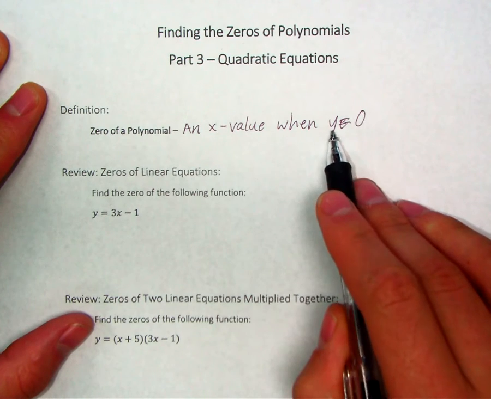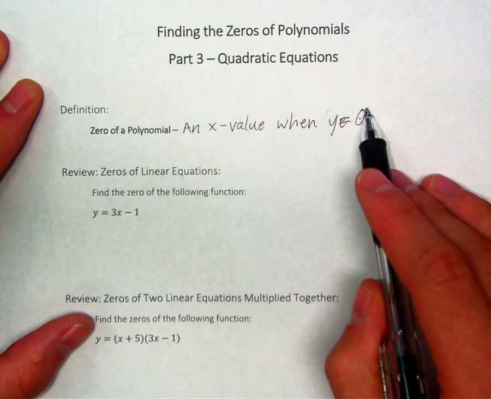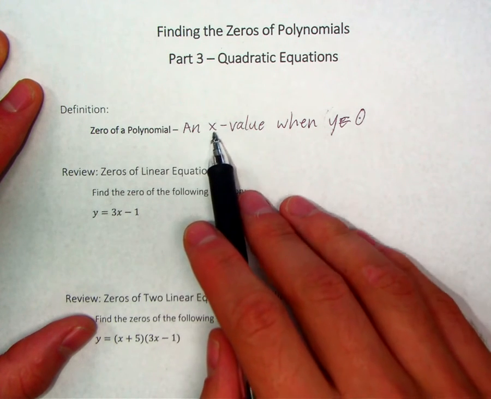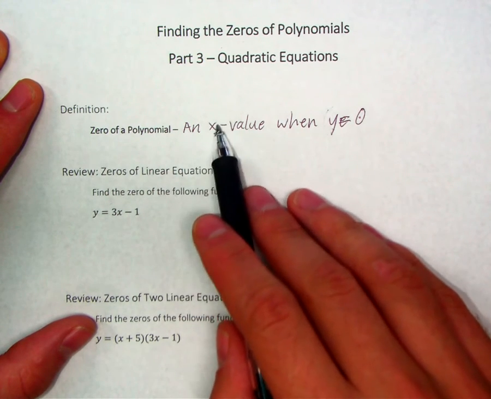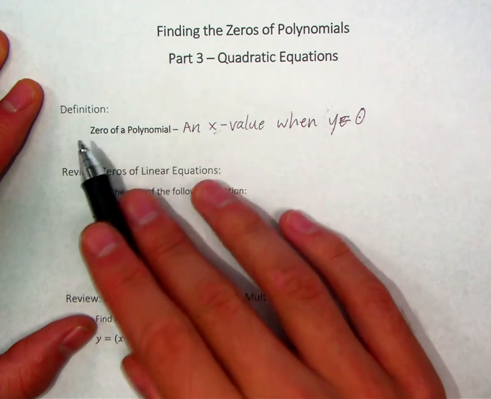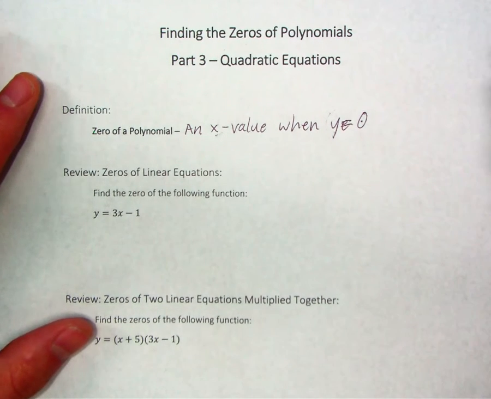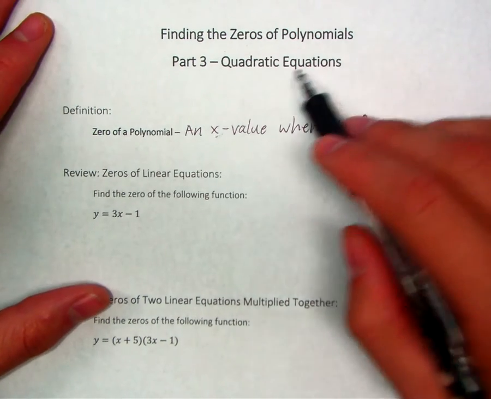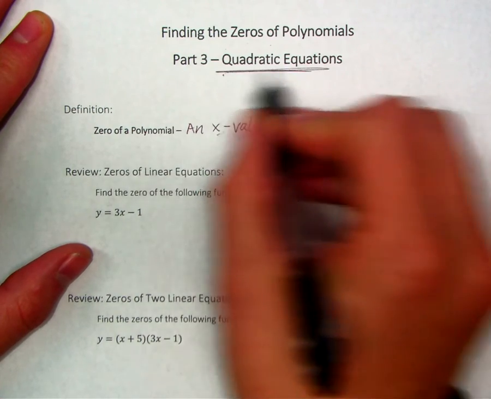So when y is equal to 0, when my output variable is 0, what do I need to have for my x to make that true? What input do I need to have in my function to make y equal 0? Whatever it is, that number is a 0 of my polynomial because it makes y equal 0. So in the past, in the previous couple videos, we've talked about finding zeros for linear equations. Today we're talking about quadratic equations.